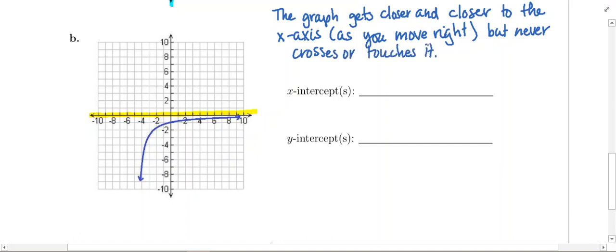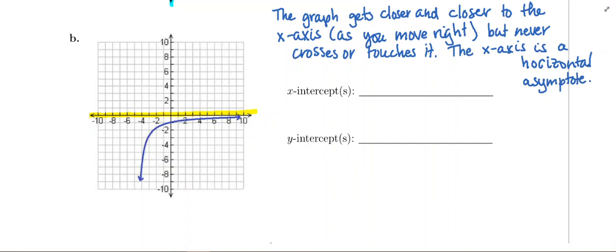You may have seen this before in a graph. This attribute is something known as a horizontal asymptote. You don't have to know that term right now. It will come up again later in the semester, but I'm just going to jot it down here. The x-axis is a horizontal asymptote. That just means that the x-axis is a horizontal line that the graph is getting closer and closer to, but does not cross or touch it.